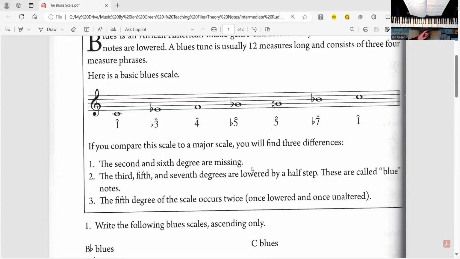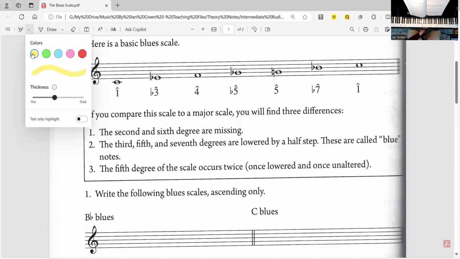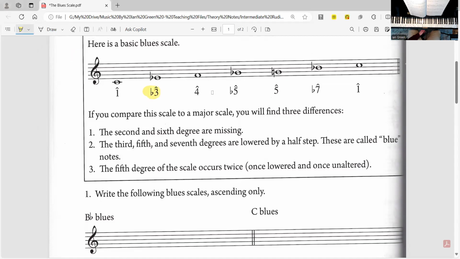Now, something that's interesting are a couple of different comparisons that Mr. Sarnecki has created, which are important to discuss. The first one is that the second note, also known as the supertonic, and the sixth note, also known as the submediant, are missing in the scale. They are not included. As well, the third, the fifth, and the seventh notes are lowered. So when you're writing that scale, these highlighted notes create the blues sound.